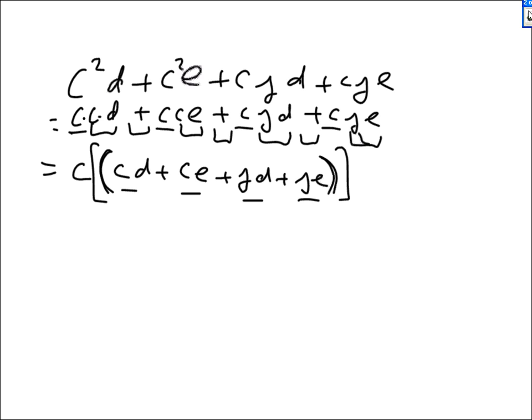So, I'm going to group. I'm going to group the first two. Now that little bracket is there. And now I'm going to group the second two. And this bracket is now there.